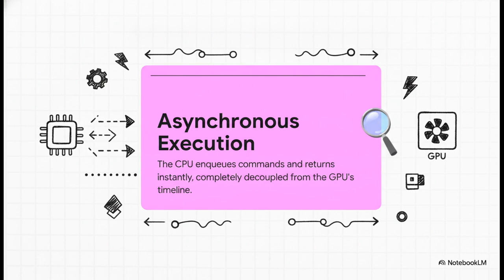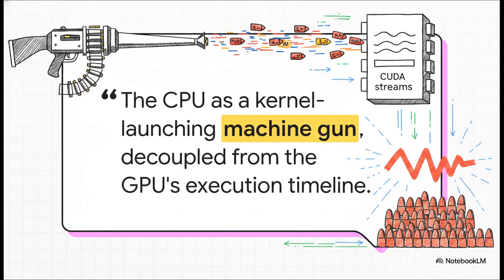The CPU and the GPU, they are running on two completely separate timelines. The CPU's job is simply to tell the GPU what to do, and then it immediately moves on without waiting around to see the result. I actually love this analogy from the source material. Think of the CPU as a kernel launching machine gun. It just sprays commands onto a CUDA stream, queuing up dozens of kernels before the GPU has even finished executing the very first one. This completely decoupled architecture is amazing for raw speed, right up until something forces that machine gun to stop firing and wait.